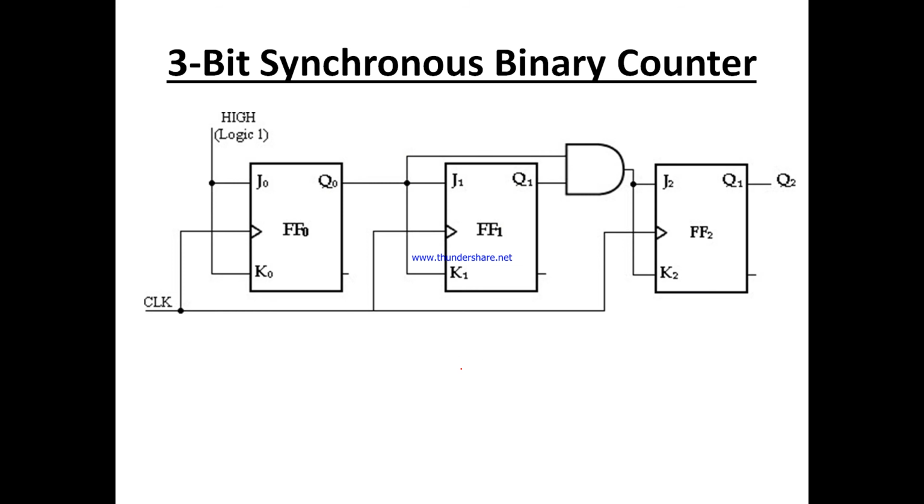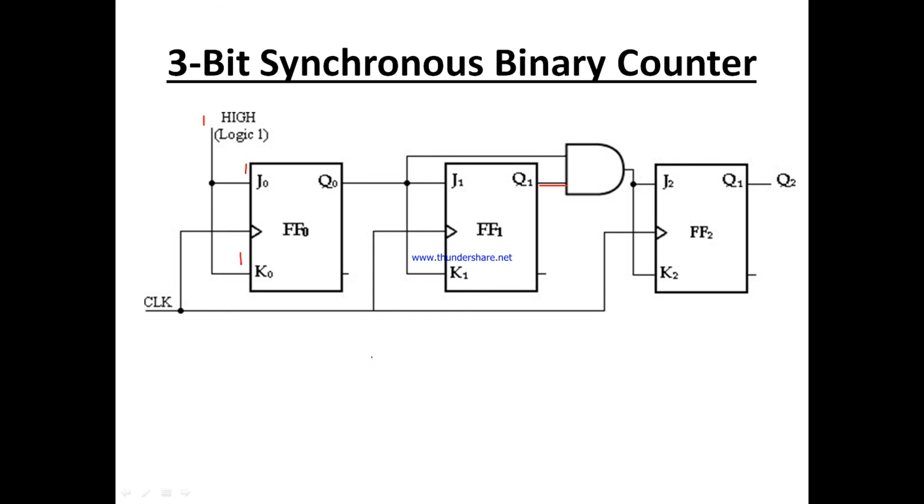For the 3-bit synchronous counter, there is only one difference: after the second stage you have to put an AND gate. The inputs of this AND gate are the Q0 output and the Q1 output. The ANDed output is given as the input to J2 and K2. The operation is very simple, like the previous one. The first JK input is always 1.